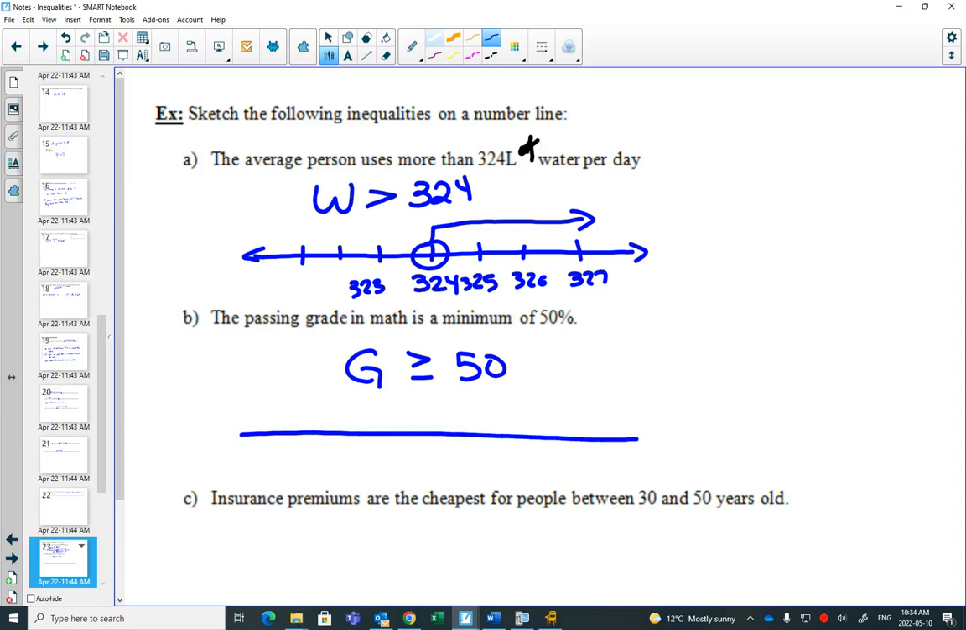Could you go by tens on a number line? I kind of think in this one, which do you think is better for this one? Which one's better? Technically, the way that it's stated, you just need greater than or equal to 50.